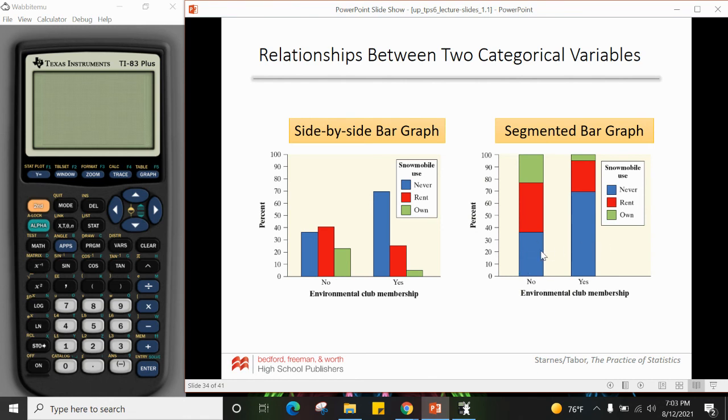And you can see right off the bat, a greater percentage never use a snowmobile that are in the environmental club than are not. You can see that just because of how much bigger this blue bar is than this one. And then you can see the next two are smaller than the corresponding ones for no. So it's just another way to show this bar graph. Just be aware that we are looking at the percentage here versus just the counts.